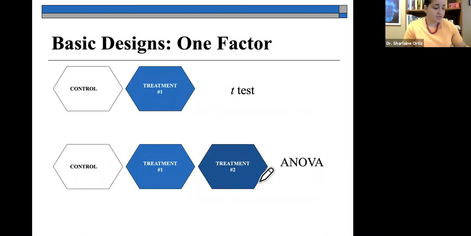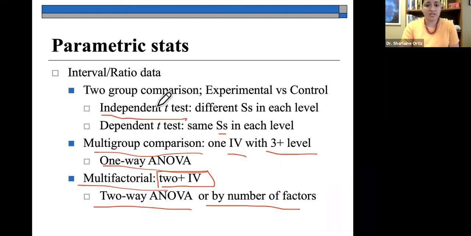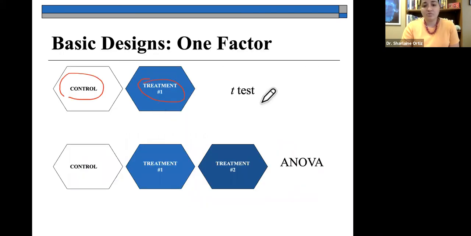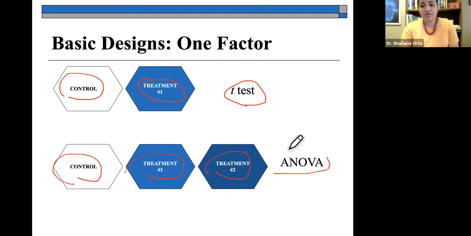So here's an illustration of this previous slide. So we have one control and treatment number 1. So this perhaps falls within the t-test, right? So this falls within the t-test assessment. Now, in this case, we have the control, right? We have treatment 1 and treatment 2. Perhaps this falls within the realm of ANOVA. Keep in mind that for this design, we're only looking at one factor, right? So for example, just that one IV, okay? We're only looking at one factor only.